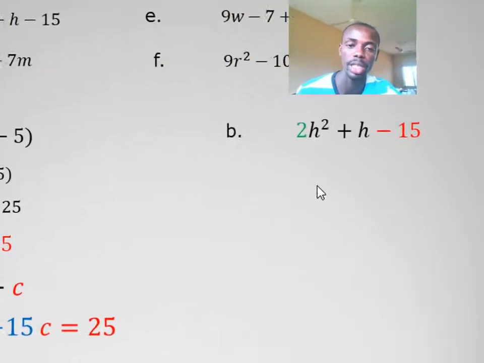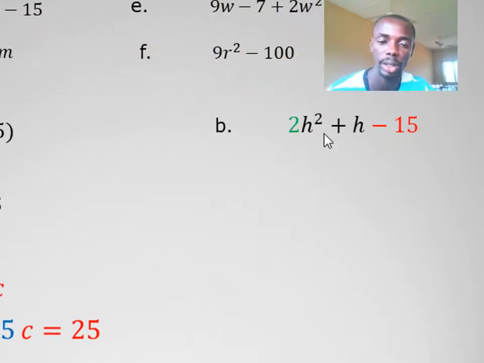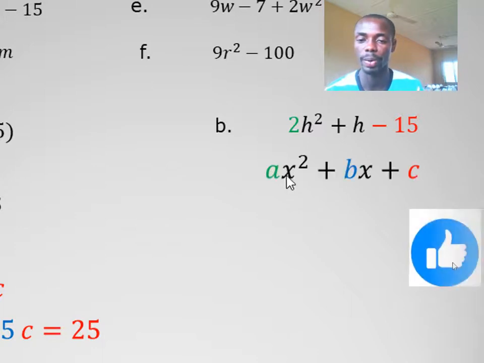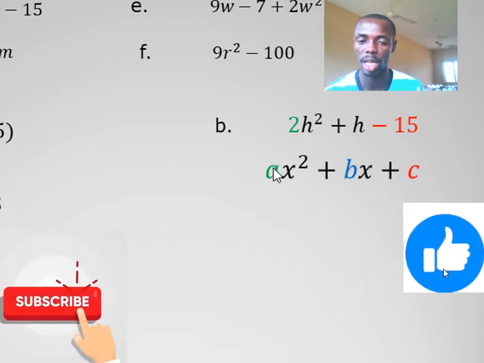Alright, now we come to B. This is 2h squared plus h minus 15. So what do you think that's going to be? Here we don't need to expand. It is already in quadratic expression. Comparing it to this format, it is going to be ax squared plus bx plus c.